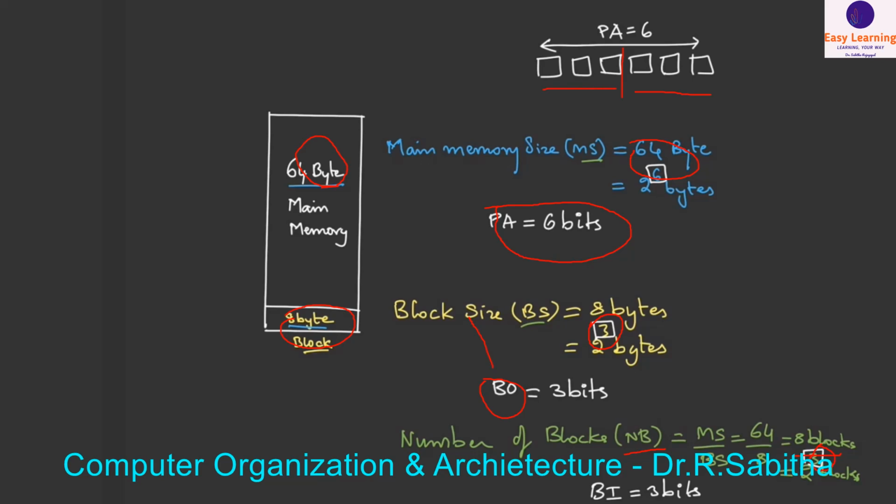The first 3 bits of your physical address will be your block index, and the next 3 bits will be your block offset. This is how you can relate your block index and block offset to the physical address.